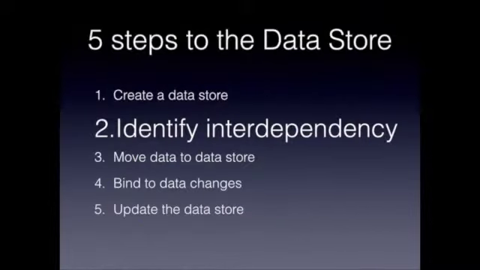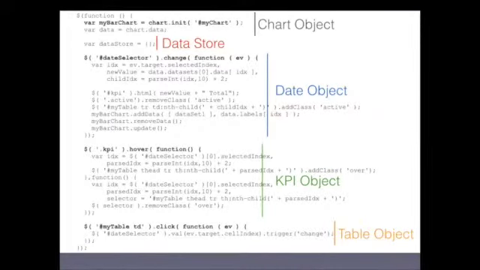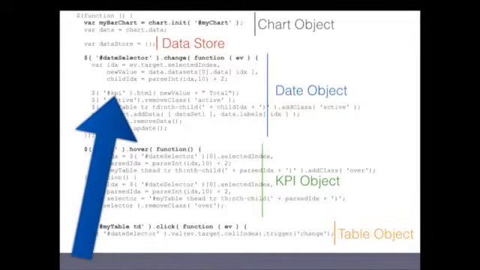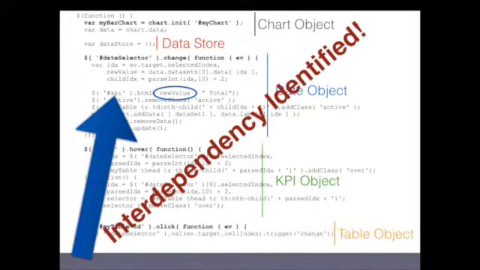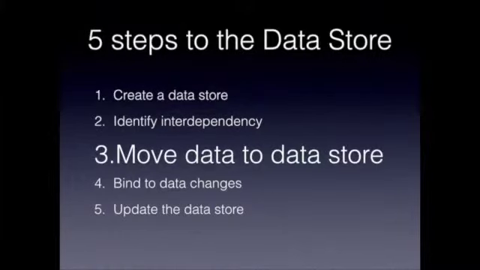All right, step 2, identify an interdependency. Here's the full code set again with the data store added. We actually already identified an interdependency earlier, so we'll just use that. That is where the date selector is referring to the KPI object. And the reason it's referring to the KPI object is because it needs to update a value that's determined when the date selector changes. Interdependency identified.